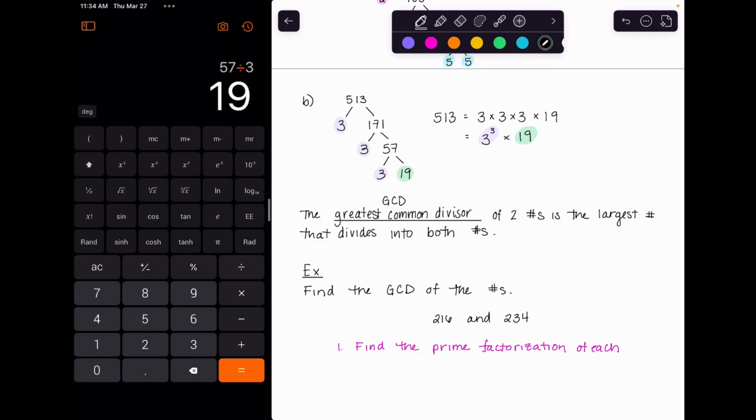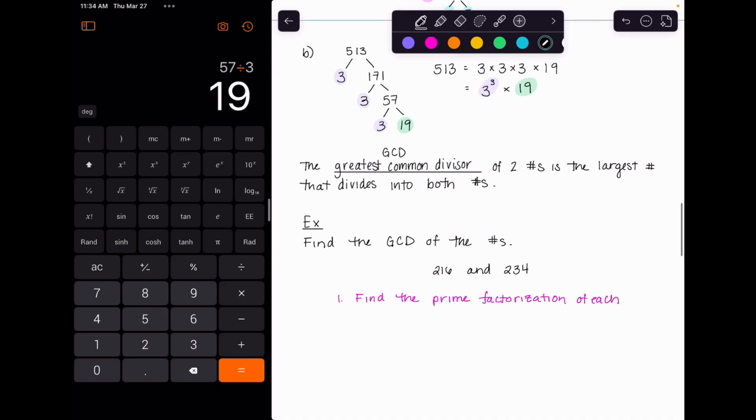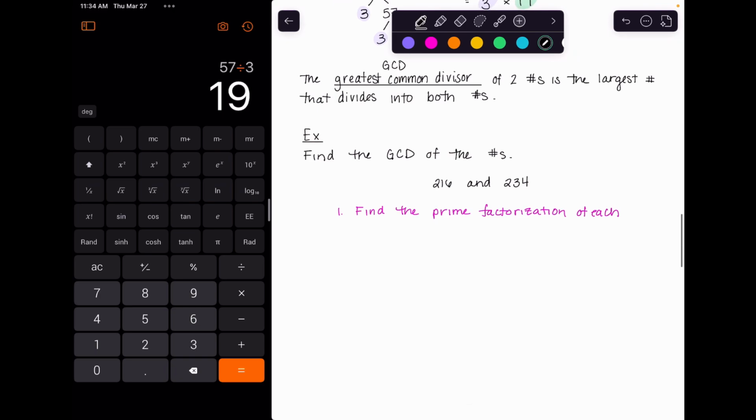So what I have to do to actually go through and find the greatest common divisor is figure out what is the prime factorization. And I'm going to utilize that to see what is the most number of primes that go into it. So we're going to walk through an example of this. We're going to find the greatest common divisor of 216 and 234. So my first step is to find the prime factorization of each of them. So I'm going to start with 216.